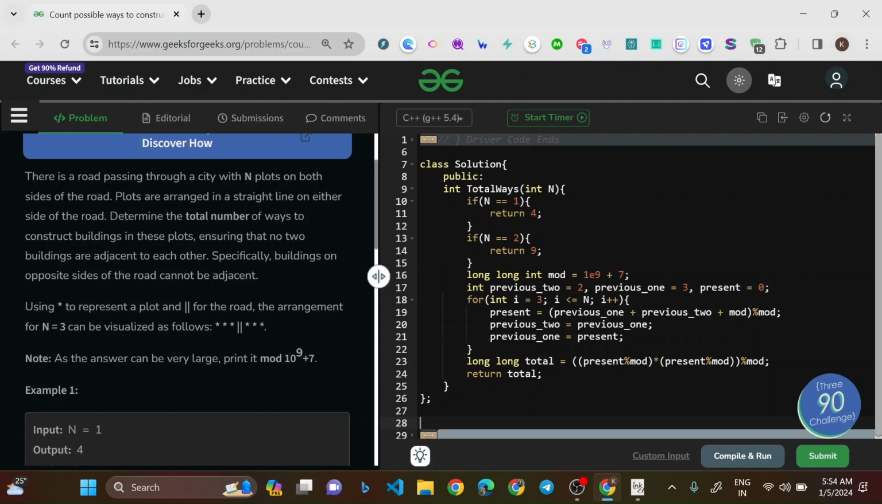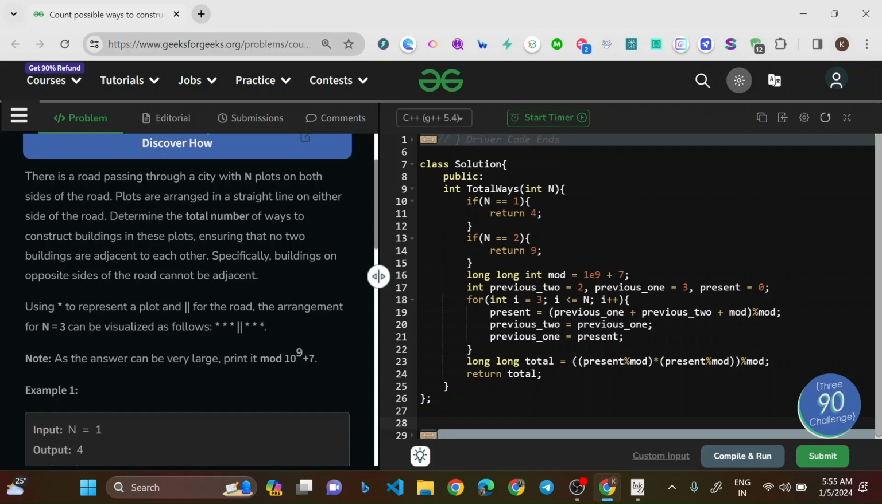Determine the total number of ways to construct buildings in these plots, ensuring that no two buildings are adjacent to each other. Okay, this is the only fundamental point or the constraint that has been given to us. That is, whatever the buildings that you are going to build on the plot, make sure no two buildings are adjacent. So if you're trying to build a building on a particular plot, make sure the next plot does not have any building. Okay, so that is the thing.